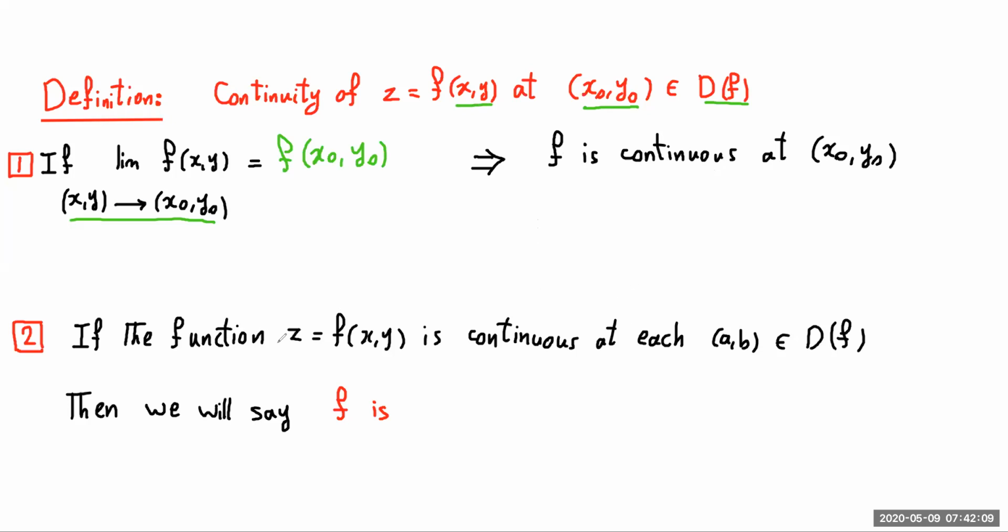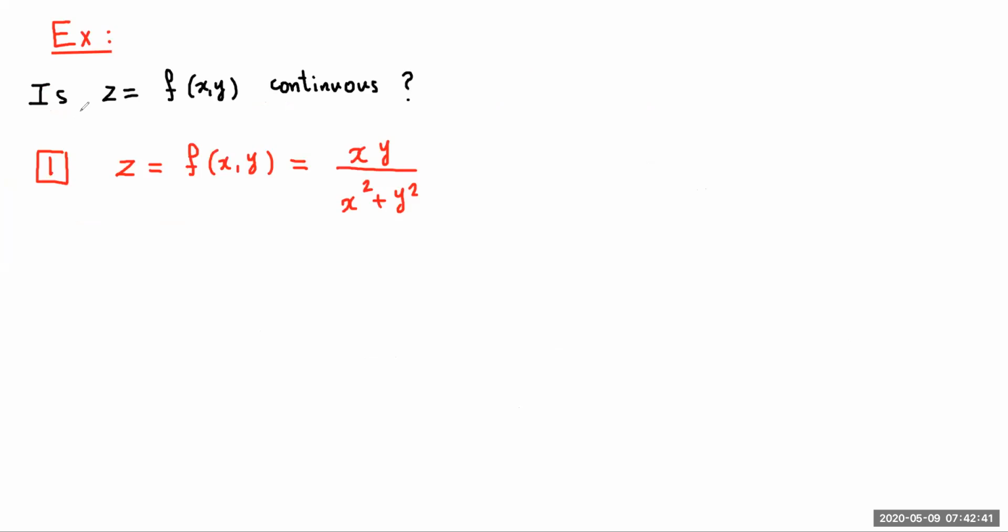And if the function f is continuous at each point in the domain, then we will say that f is continuous. So when we say f is continuous, we mean that f is continuous at each point in its domain. Okay, let's take some exercises.